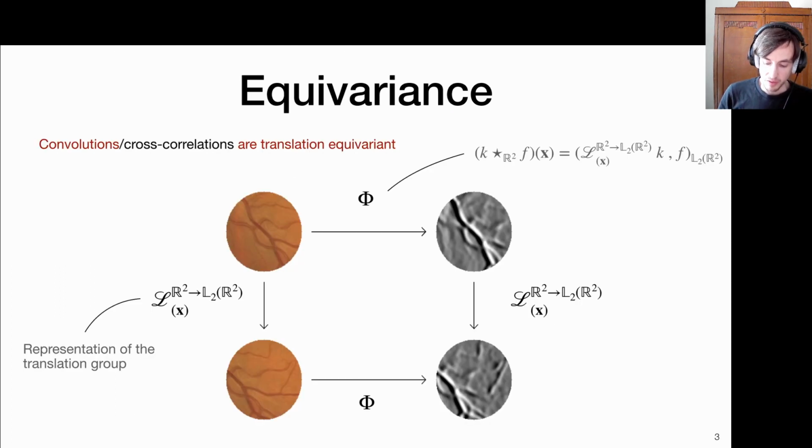Now, via this construction, by defining the correlation operator via inner products with shifted kernels, it also becomes immediately obvious that these convolution or correlation operators are indeed translation equivariant. And this equivariance directly follows from the fact that we're working with linear operators exclusively. So the representation is linearly acting on K, and we have this inner product.